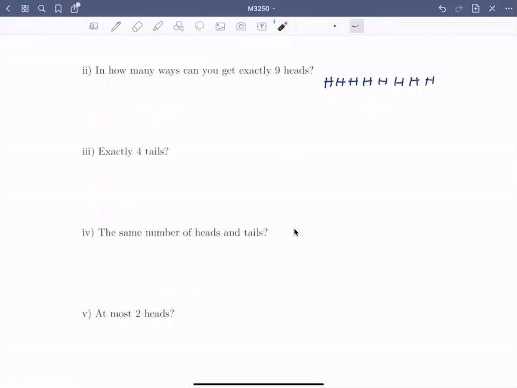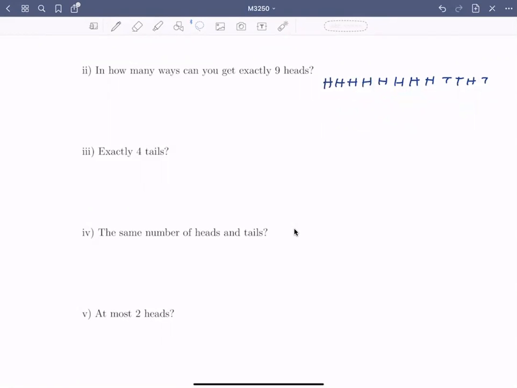So make sure I can count here. So 3, 3, and I need one more. And then 3 tails. And of course you could rearrange these if you want. You could have, in whatever order you want to put these. So we just want to know how many ways are there to get exactly 9 heads.